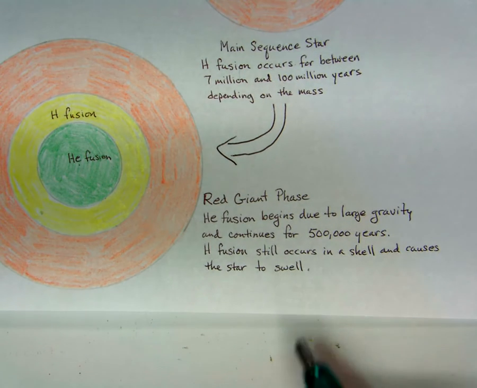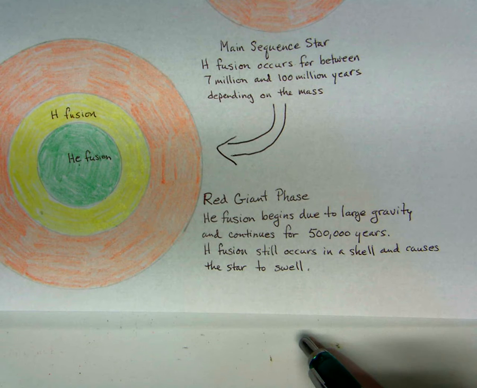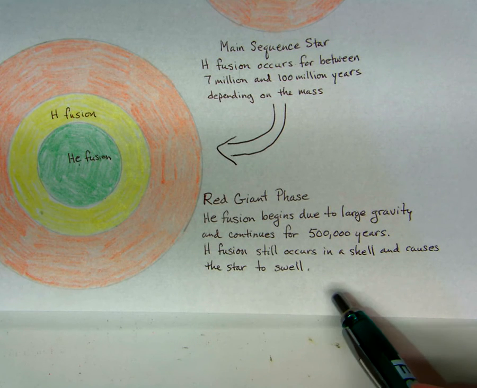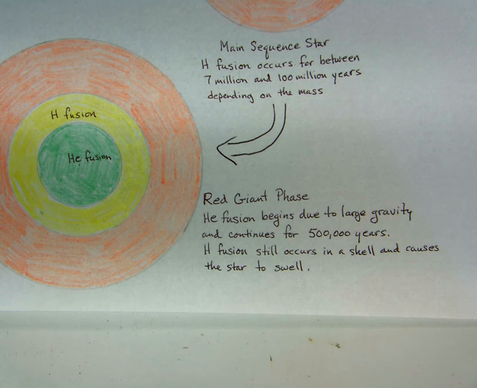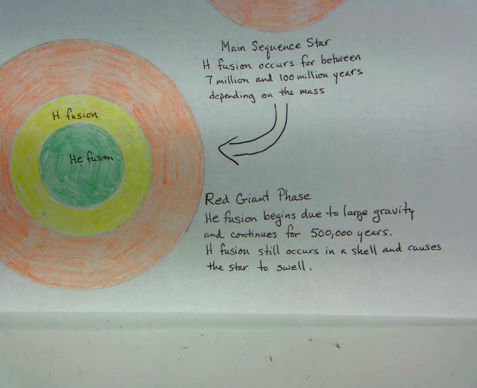So in this red giant phase, we have helium fusion beginning, and due to the large gravity, it continues for about 500,000 years. While it's doing that, helium fusion still occurs in a shell, and it causes the star to swell. So you can pause it right here so that you can see this, and then once you finish drawing this stage, you can continue.